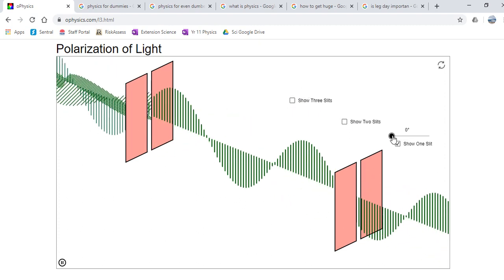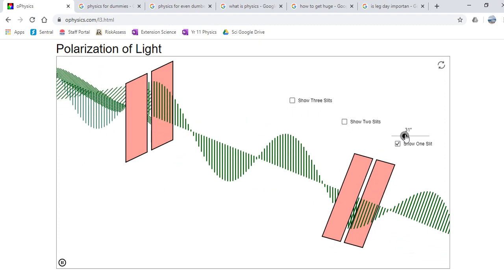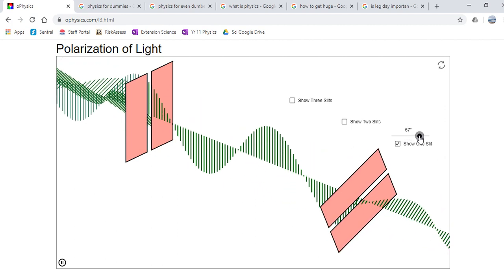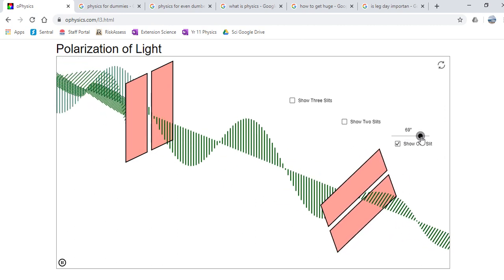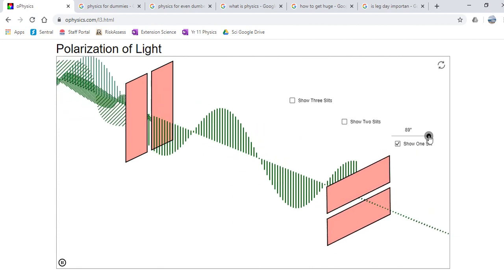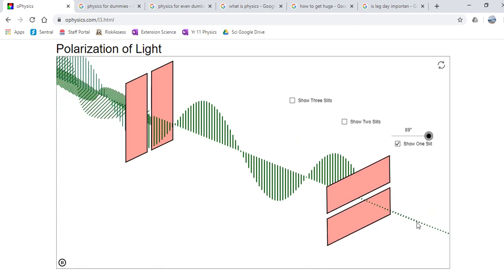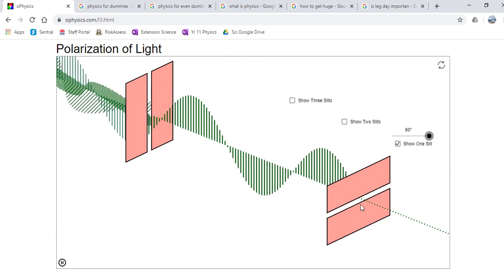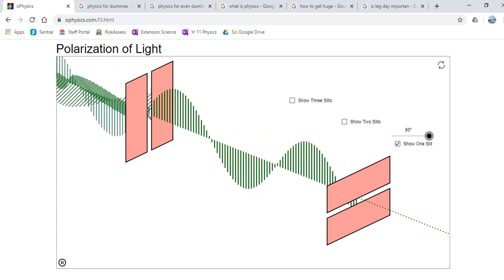If I adjust, the more I turn that, the less I'm getting out of the bottom, or at the end of the thing. And then if I make it 89 degrees, we're just getting a tiny amount of light through, and then at 90 degrees, nothing. So if they're completely perpendicular to each other, the light coming out at the end is nothing. There's no light.